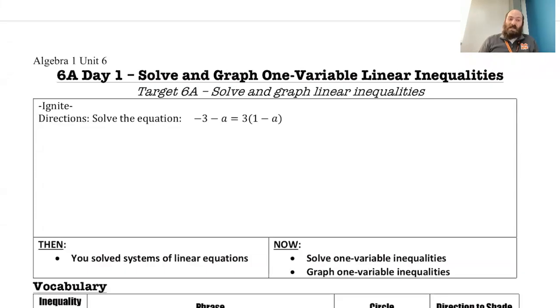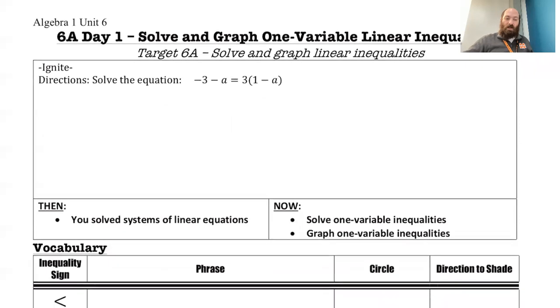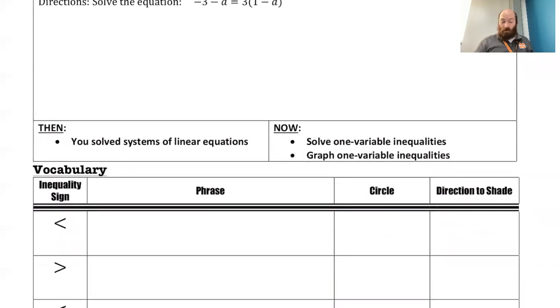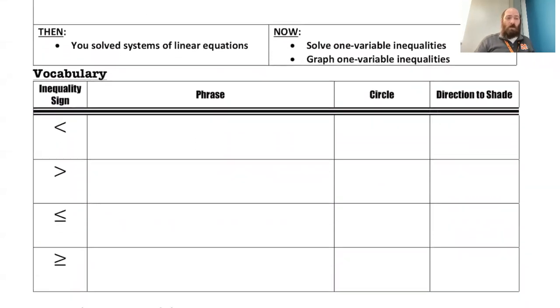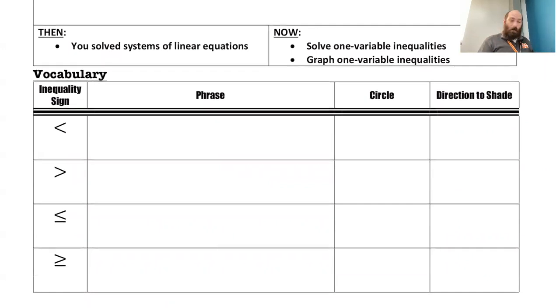Today we're going to be starting up with 6A Day 1: Solve and graph one variable linear inequalities. Okay, so looking at linear inequalities, let's talk about some vocab to start. You've probably seen these symbols before, but let's just make sure we understand them.